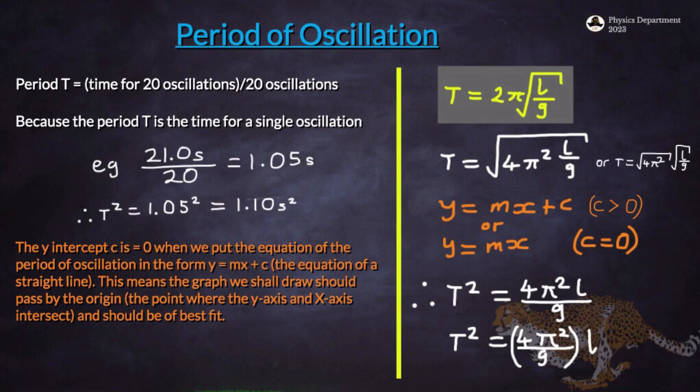In this case, if we have 21.0 seconds as the time for 20 oscillations, then if we divide by 20, we get 1.05 seconds, which is the time for a single oscillation. And then our T squared will basically be 1.05 squared. Then we get 1.10 seconds squared. That's the T squared.